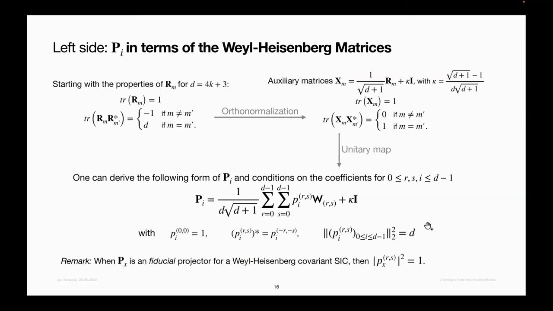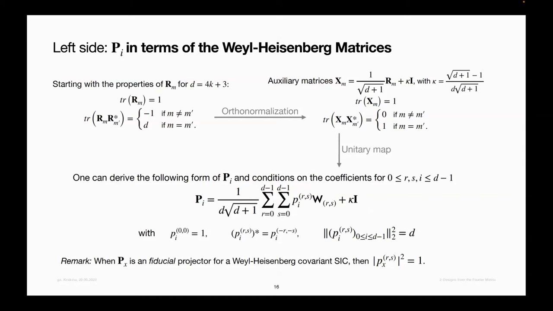Forget the upper half of the slide now. It's very technical. Look at the lower half. The PIs can be actually written in this form, which is written, I've written down here. So it's a representation of the PIs in the basis of the Weil-Heisenberg matrices with these coefficients, PI, RS. There's a factor here, and there's, I took Excuse out me. The identity. The connection is bad. We can't hear you. We lost the last few sentences.